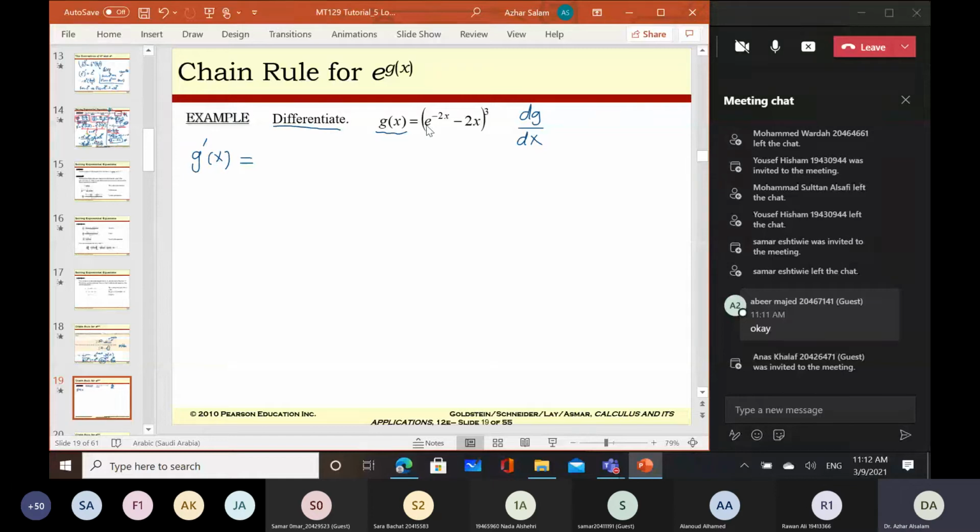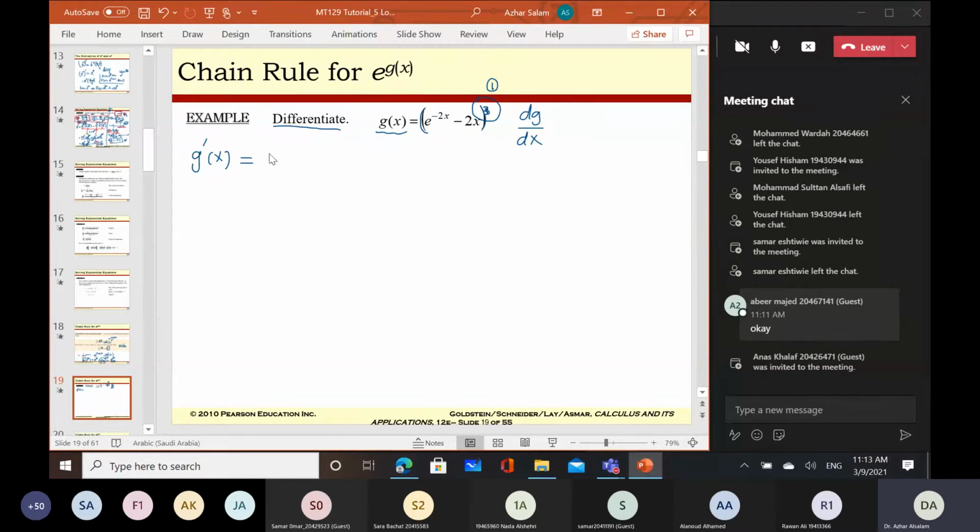Notice here that I have the exponential function, but inside a power of a 3. So here the outer function is not the exponential function, which means I will not begin with the derivative of the exponential function. No, the outer function is the power 3. So I will first differentiate the power. Okay, this is the first thing to differentiate. I start from the outer function, then differentiate what is inside.